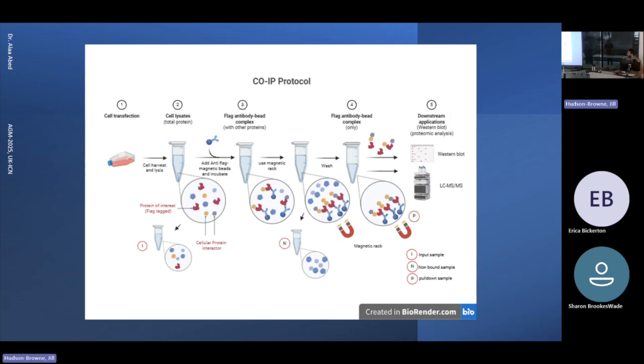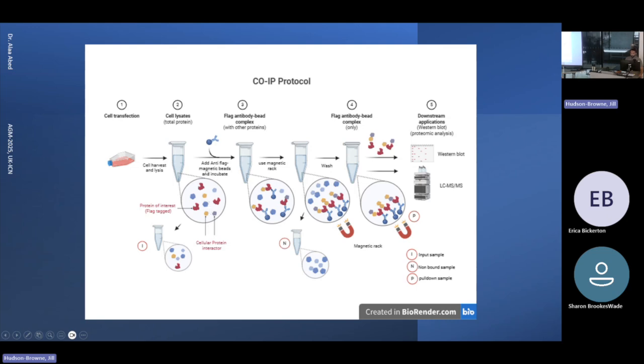This is a diagram that shows briefly how the co-immunoprecipitation was done. In the first step, the cells were grown, transfected, harvested, and lysed. After that, the cell lysate was added to a new fresh tube. This sample should include the protein of interest, which is the viral FLAG-tagged protein, and another cellular protein interactor. We take a little bit of this sample and call it the input sample.